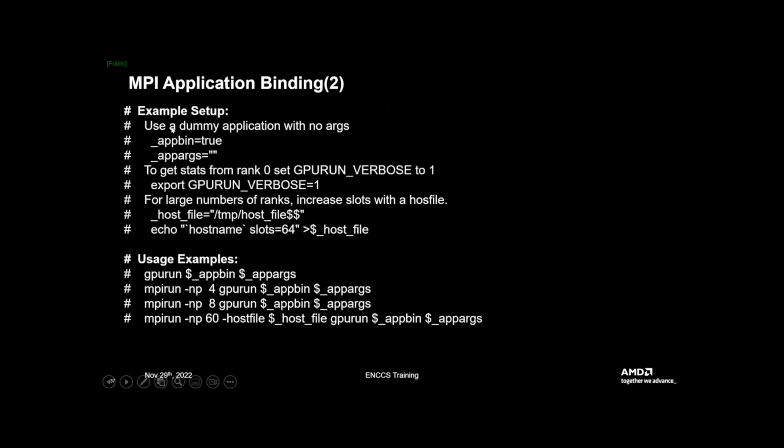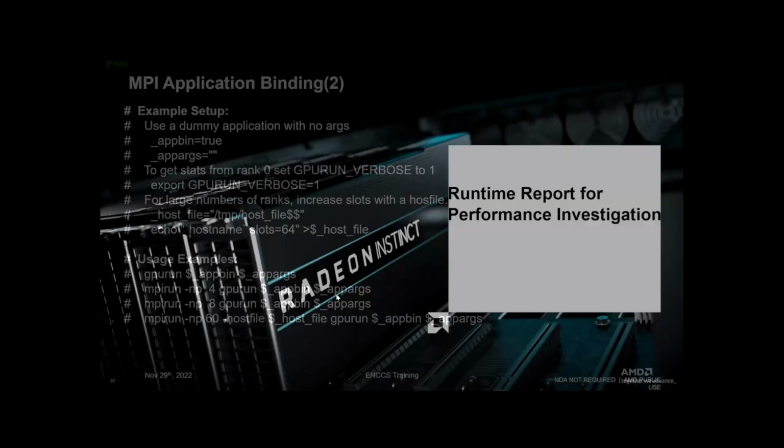So how do you use gpurun? It is simple. You just use mpirun, the number of processes, gpurun, plus your application, and plus any arguments you have. And you can use that through srun or sbatch without any problem. You can combine all these together and make it one script that will do all the job for you.